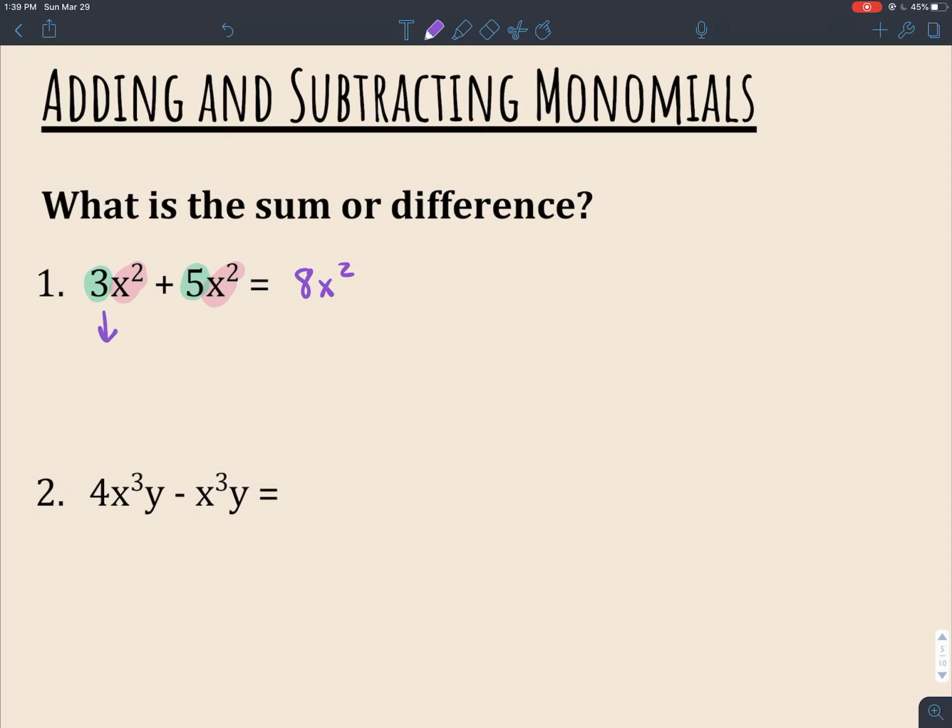Think about it as breaking each thing into its quantities. If I have 3x squared, and then I have 5 of them, if we combine all of these together, we get 8 of them. So that's where the 8x squared comes from. We could do the same thing with subtracting. The hidden number here is a 1. So 4 minus 1 gives us 3x cubed y.